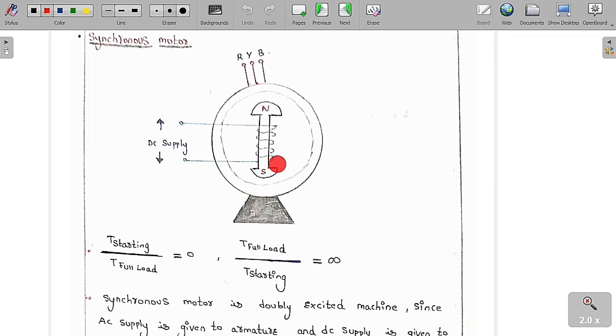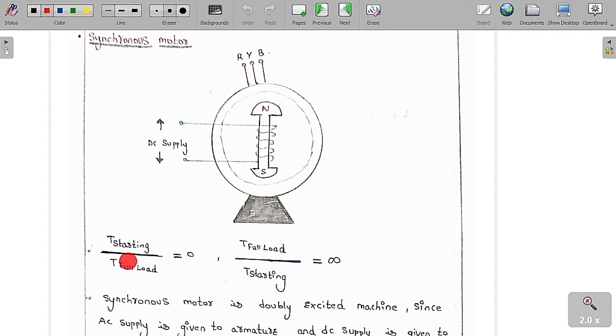Because of this we are going to get a rotating magnetic field, and on this rotor we are going to keep the field winding and give a DC supply. Whenever we give a DC supply, a north pole and south pole get induced. This north and south pole electromagnet is present in the rotating magnetic field, so it is going to align itself in the direction of the rotating magnetic field and rotate at synchronous speed, or NR is equal to NS is equal to 120 f by P.